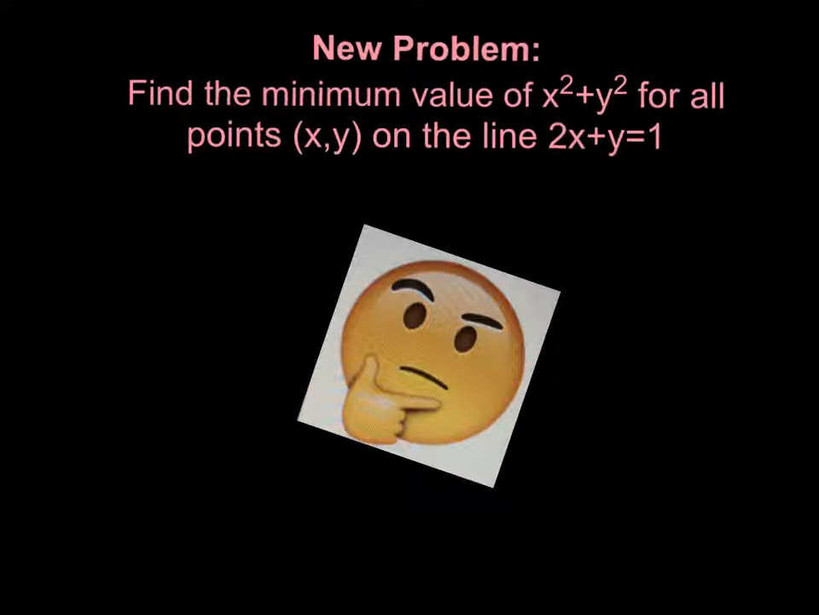Now let's think about the problem we just solved to modify our new problem. So now, instead of fencing in a real-life example, we are minimizing a value on a circle. Let's read the new problem. Find the minimum value of x squared plus y squared for all points (x, y) on the line 2x plus y equals 1. How can we adapt the fencing problem to a problem like this?